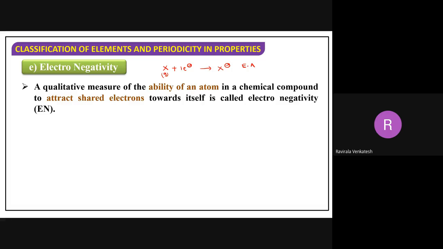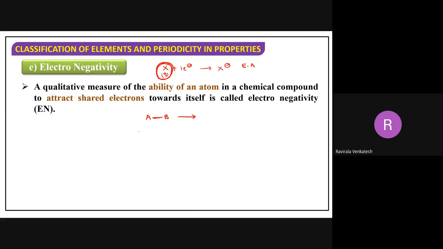Now, what is electronegativity? If I write something like this, A and B, they have already formed a bond. Here it is a neutral gaseous atom, correct or not? But here you have taken a chemical bond, a covalently bonded molecule. Now, what is happening?